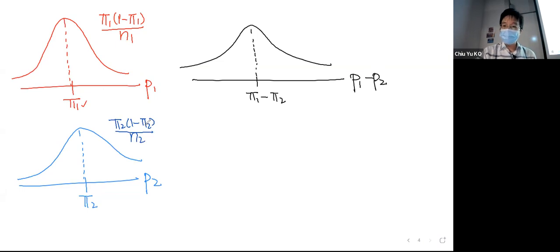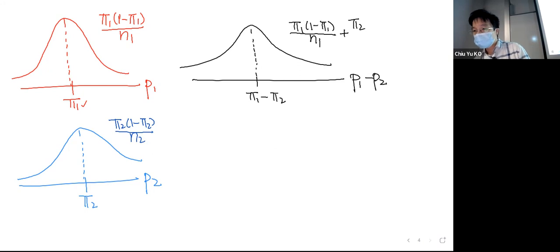So hypothetically, we would know P1 minus P2, the bell and the variance. The variance just adds up together, right? This is the bell property. You take a difference between the two bells, the variance just adds up, okay? Because they're independent. As long as they're independent, you can simply add the variance without any problem.